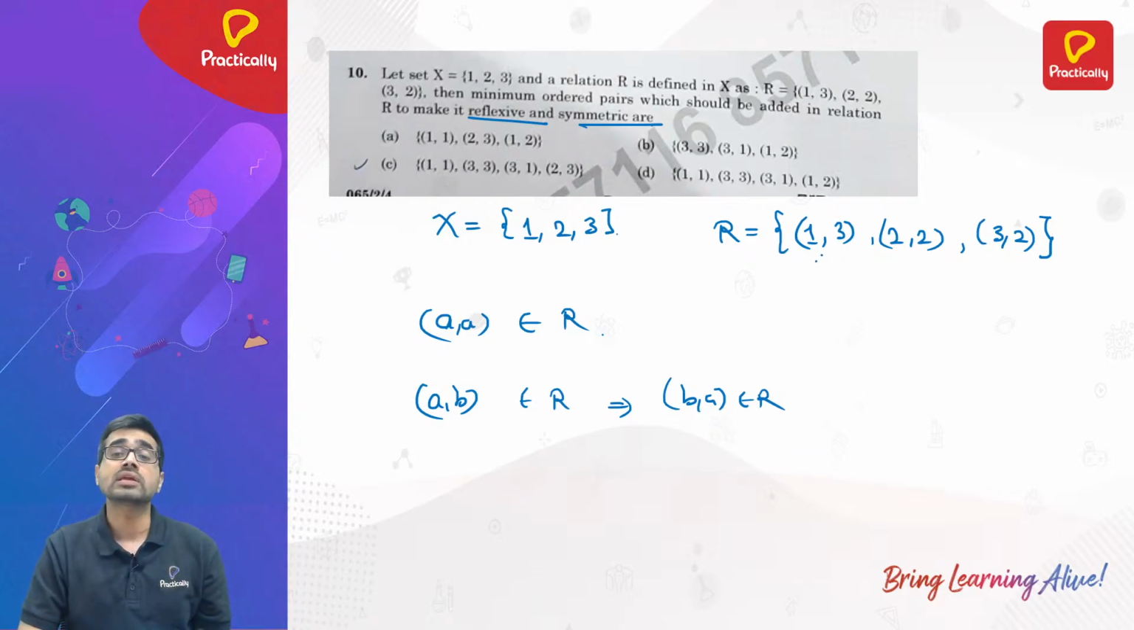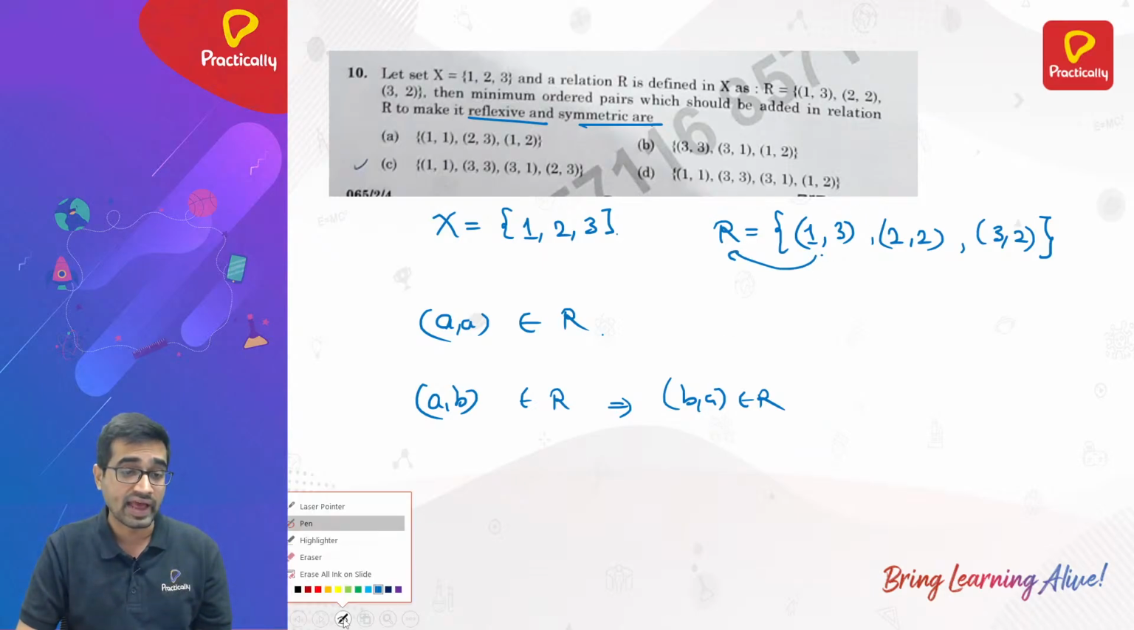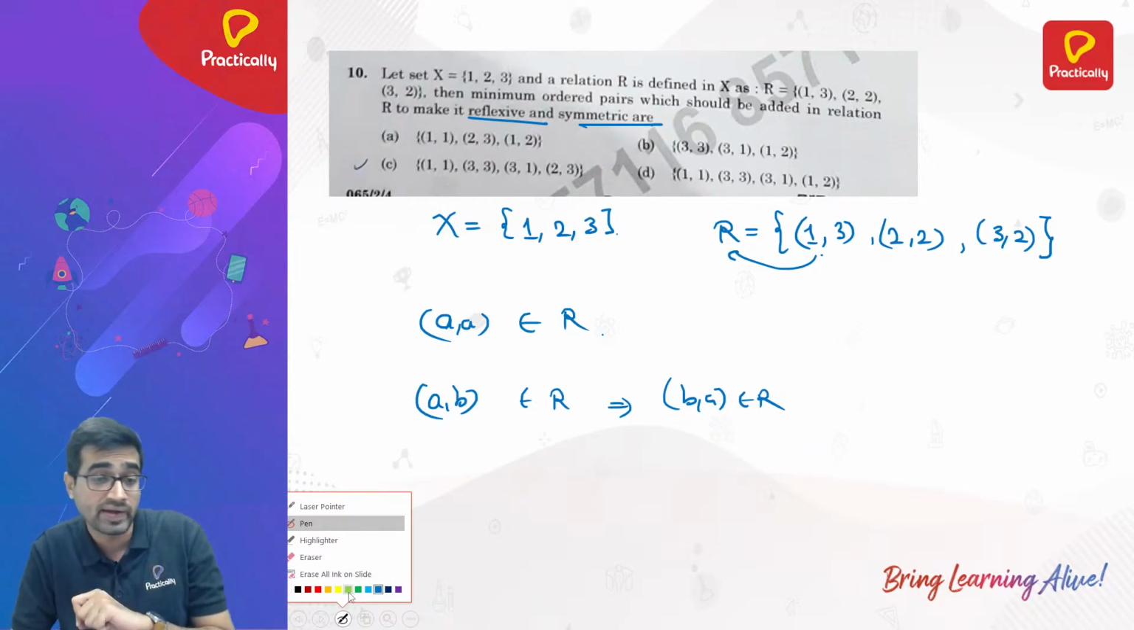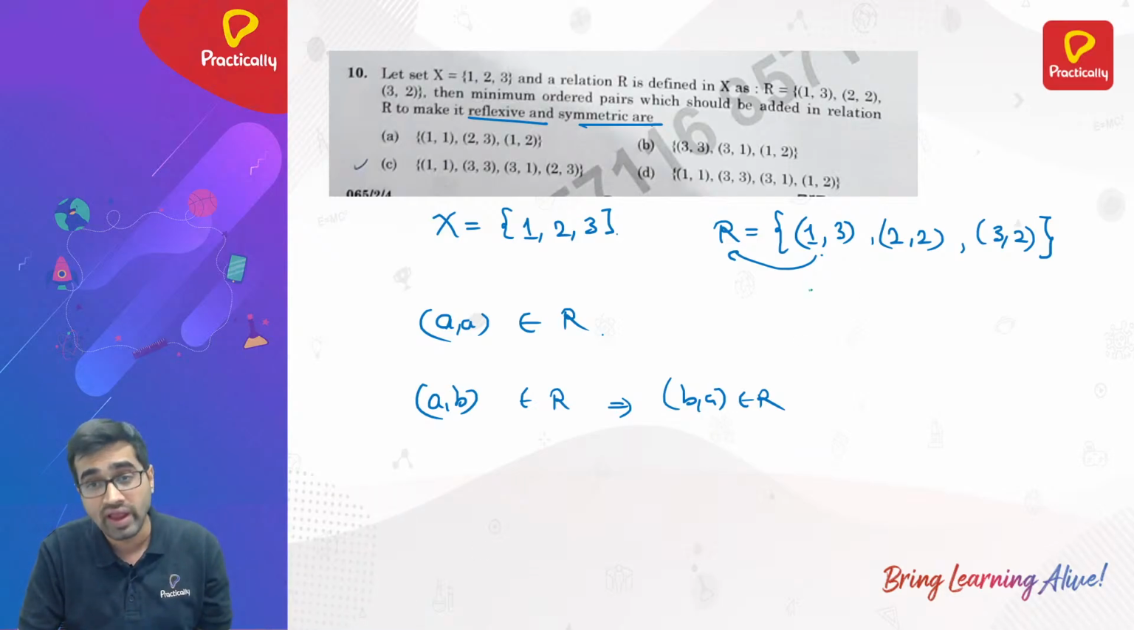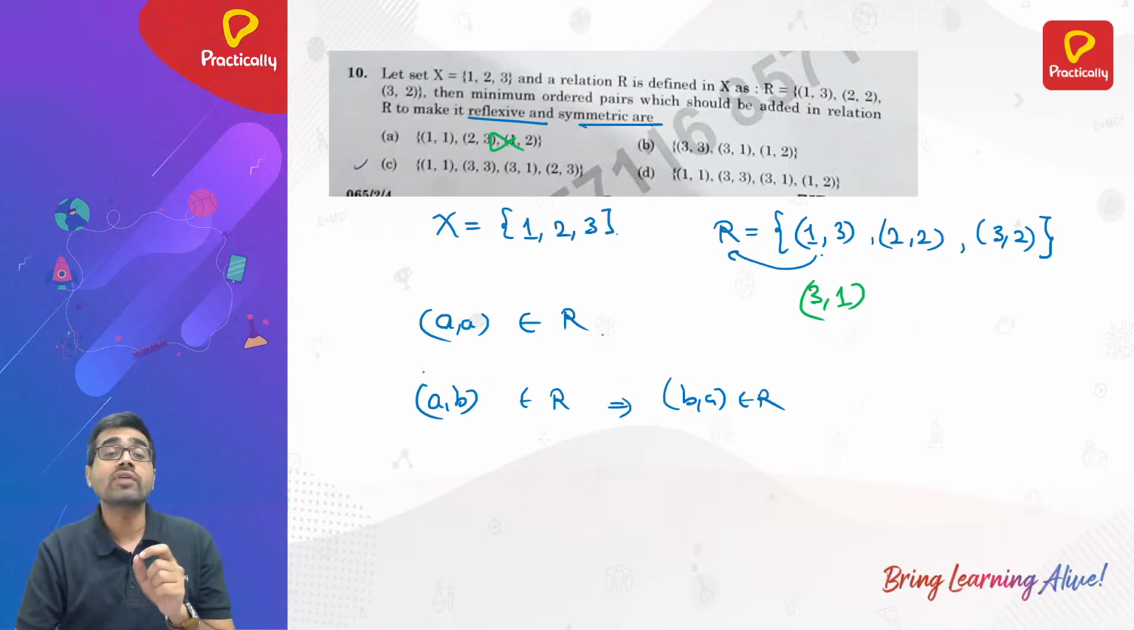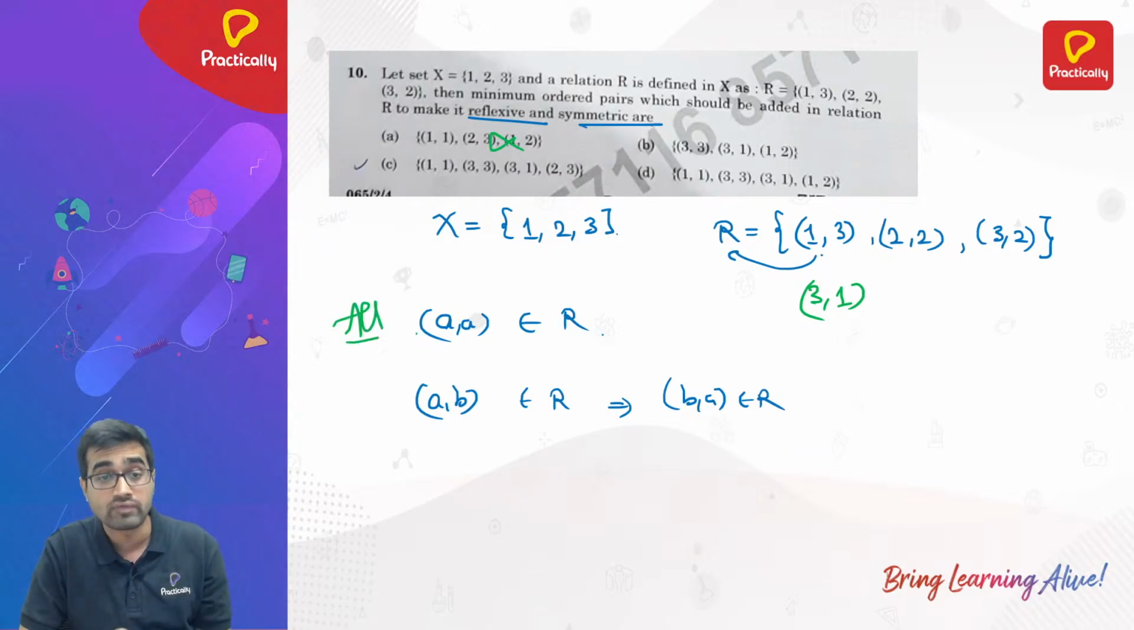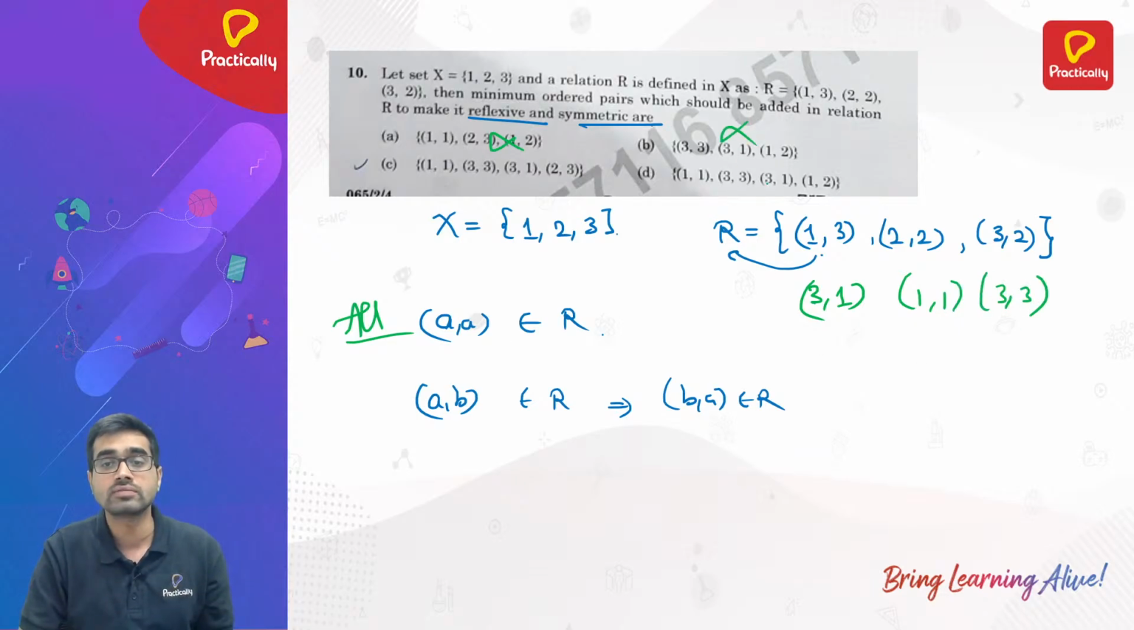If 1 comma 3 is there in this relation, then in order to make this relation symmetric, I should also have 3 comma 1. Okay, it's not in the A option, gone. It's there in the other three options. Next step. I'm going to save your time too. All 1 comma 1, all 2 comma 2, all 3 comma 3 should be there. So 2 comma 2 is there, 1 comma 1 is missing, 3 comma 3 is missing. Gone.